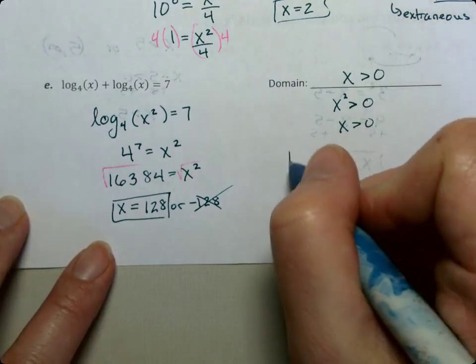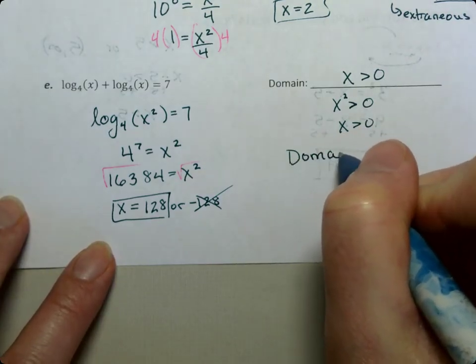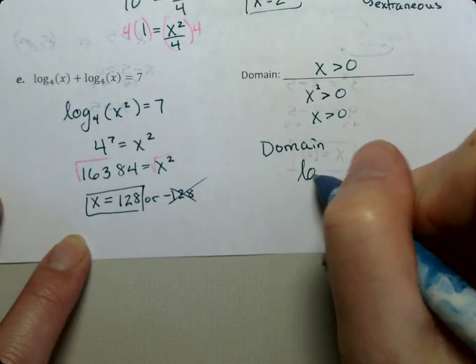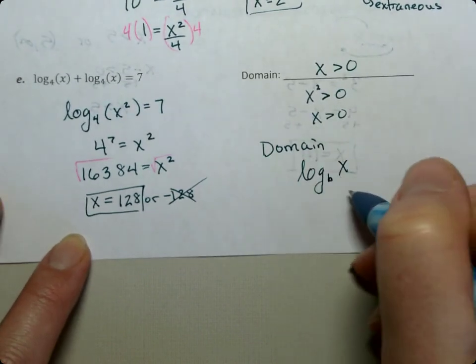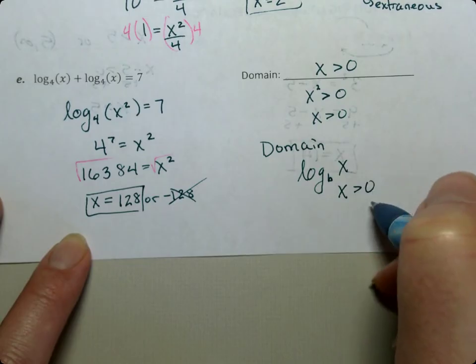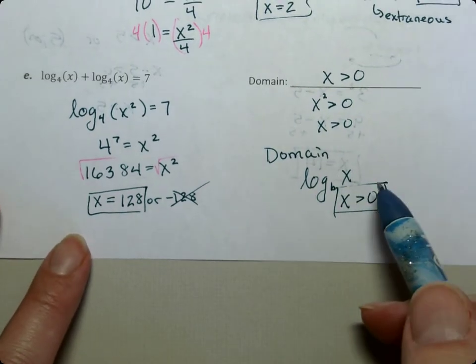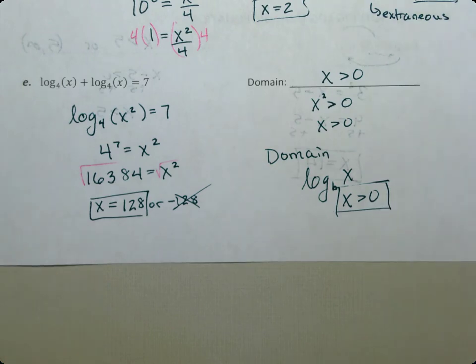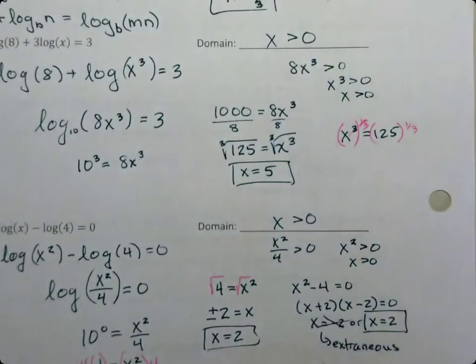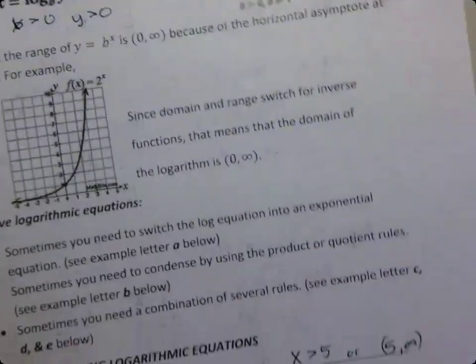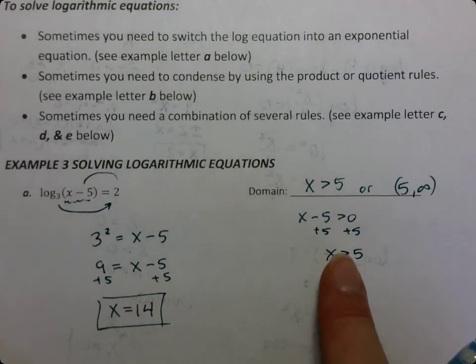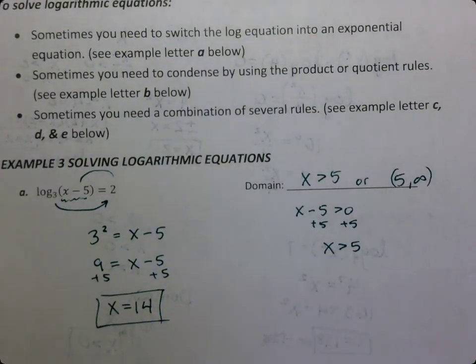How am I finding the domain? The domain is coming from the idea that I have log base b of x. x always has to be greater than 0. That's what your domain is. Whatever you're taking the log of, we have to make it greater than 0. Now, a lot of these domains were x is greater than 0, but is it always x is greater than 0? No. So sometimes you'll have a number there.